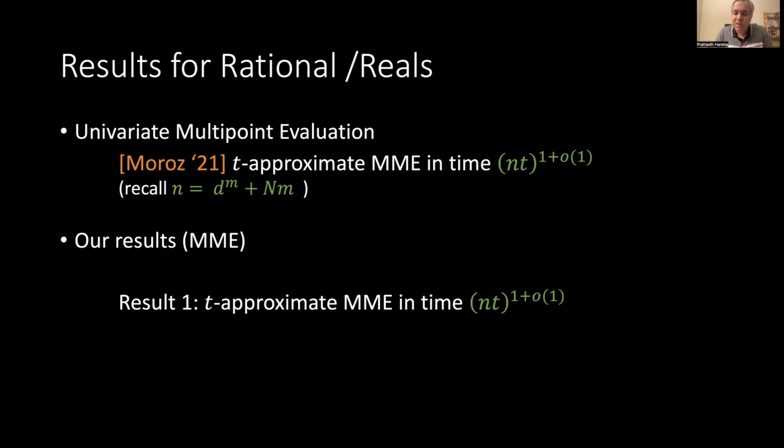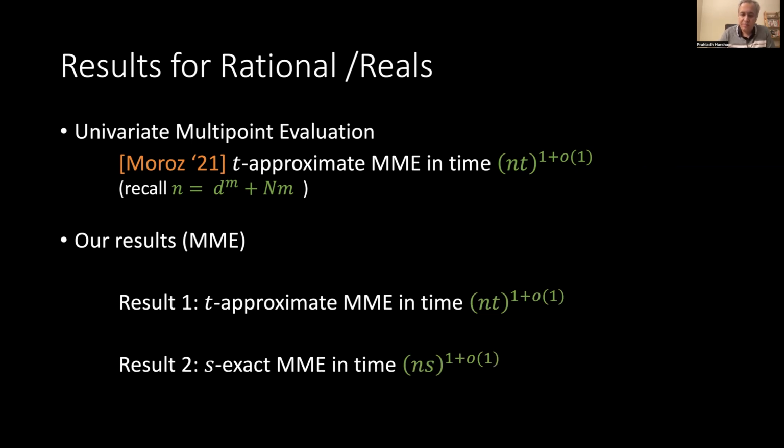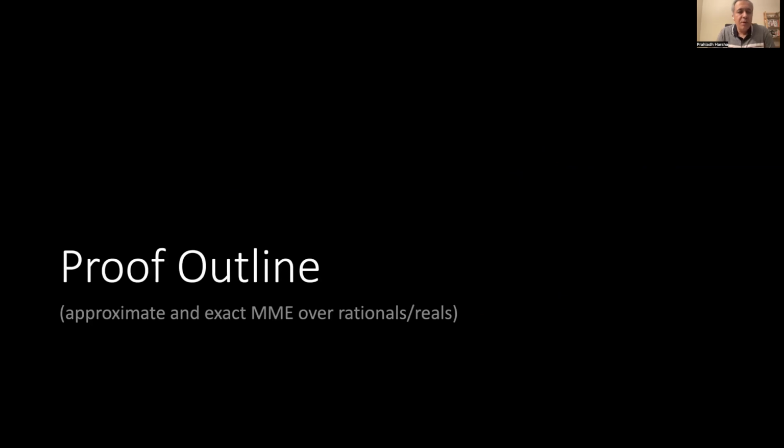Surprisingly, our algorithm, which implies Morose's result for the univariate case, is not a generalization of Morose's algorithm. Our algorithm is very algebraic and number theoretic, while Morose's algorithm is geometric in nature. In addition to the approximate version, we also solve the S-exact MME in time nearly linear in n times s. This is a statement of the main results proved in our paper. In the remaining 5 minutes or so, I'll give a quick overview of the ingredients that go into our algorithm.